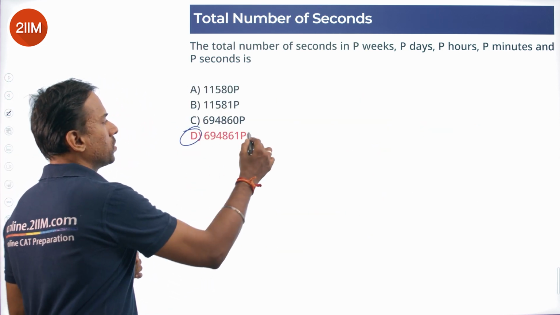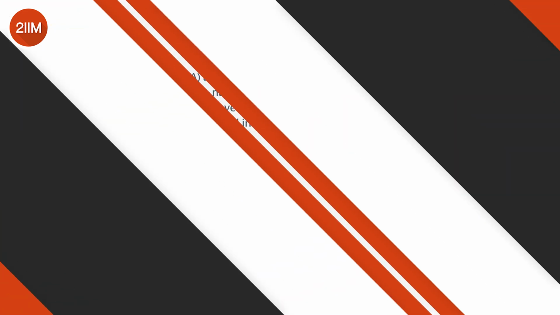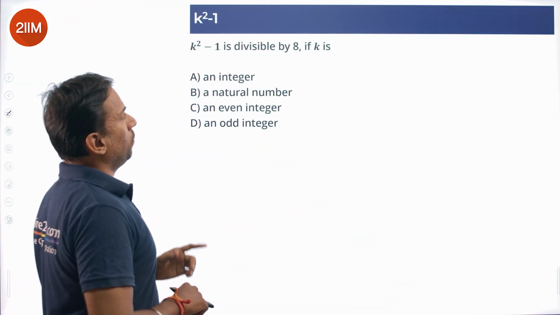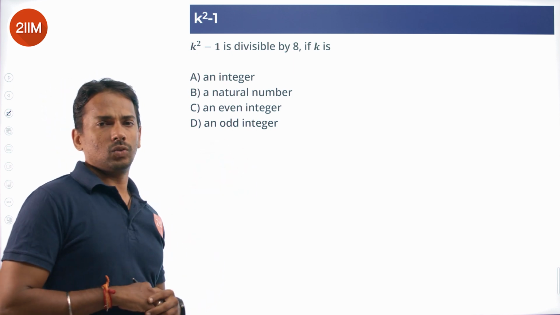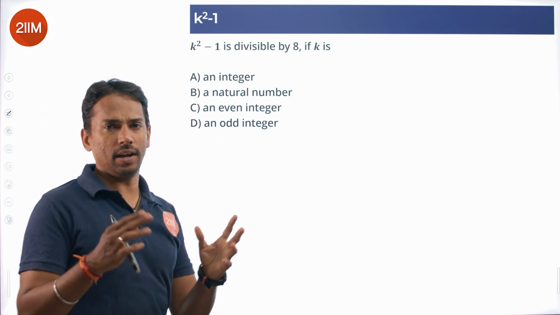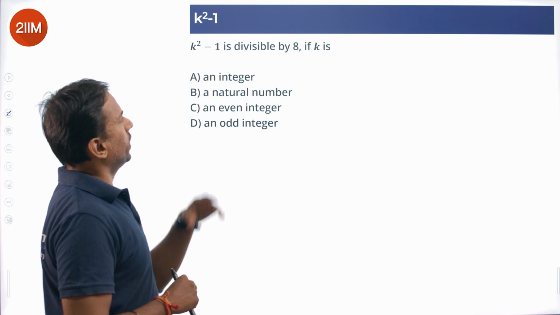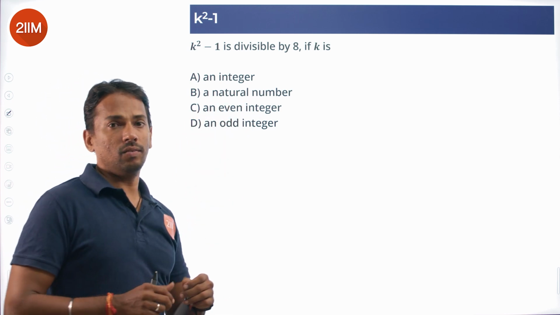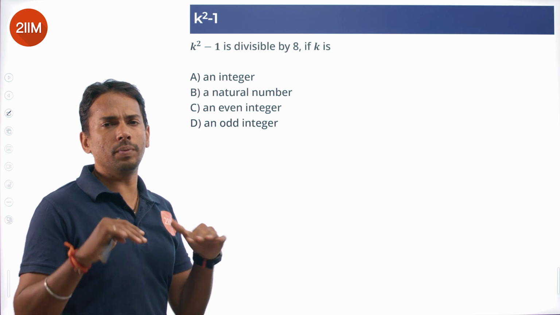We are perfectly right. Option D is the right answer. K square minus 1 is divisible by 8 if K is... So, nice question from numbers, divisibility idea. K square minus 1 will be divisible by 8 when? How should K be here?